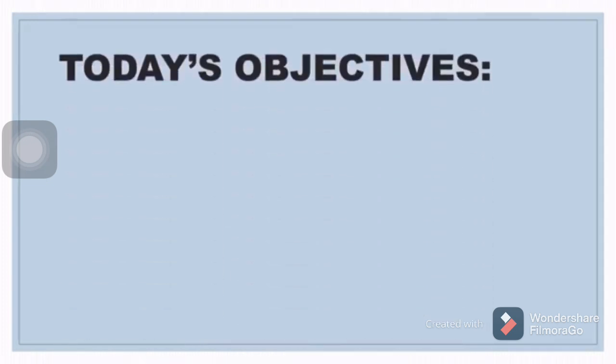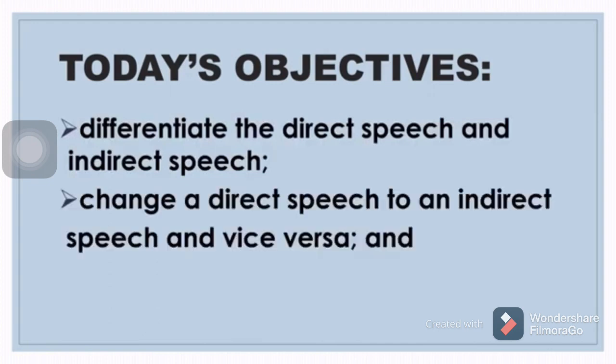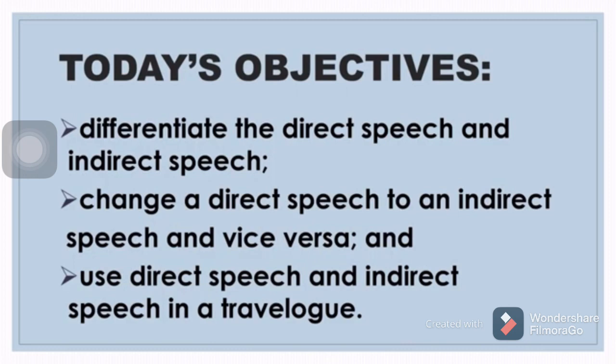So coming from the most essential learning competency are today's objectives. One, differentiate direct speech and indirect speech. Second, change a direct speech to an indirect speech and vice versa. And lastly, use direct speech and indirect speech in a travelogue.